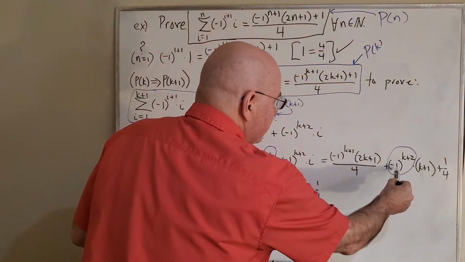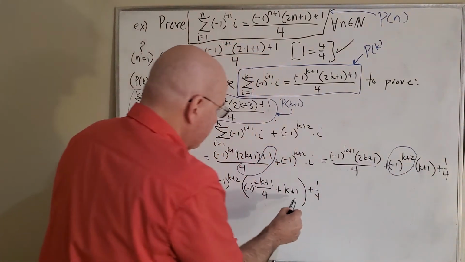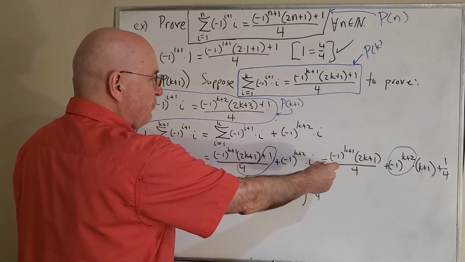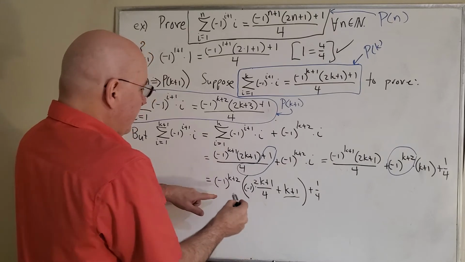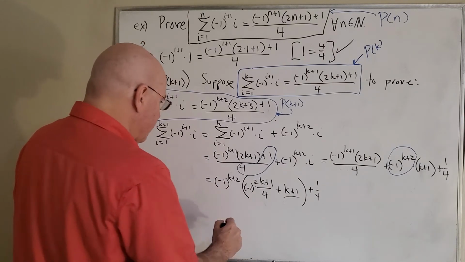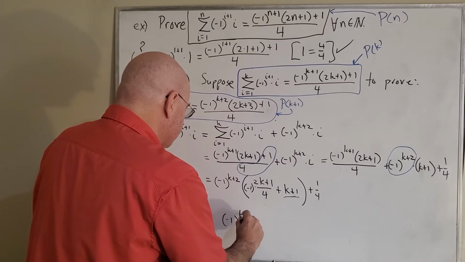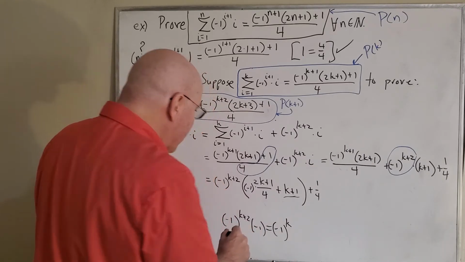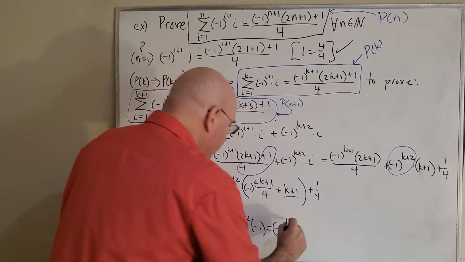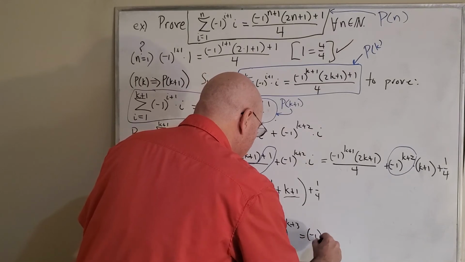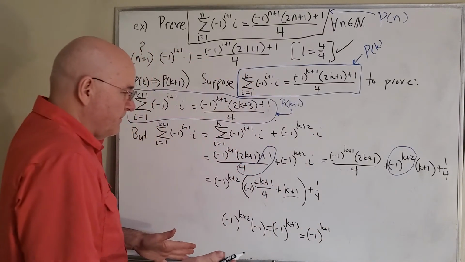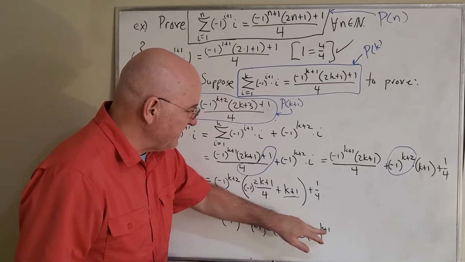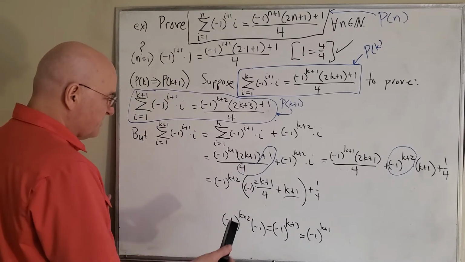This one's trivial. We factored out the negative 1 to the k plus 2, and it leaves us with the k plus 1 right here. For this one, I factored out a negative 1 to the k plus 2, and it left me with a -1 here. Why is that? Because -1 to the k plus 2 times -1 equals -1 to the k plus 3, and that's equal to -1 to the k plus 1, because they're the same parity. If this is even, this is even. If this is odd, that is odd. So it does work out.